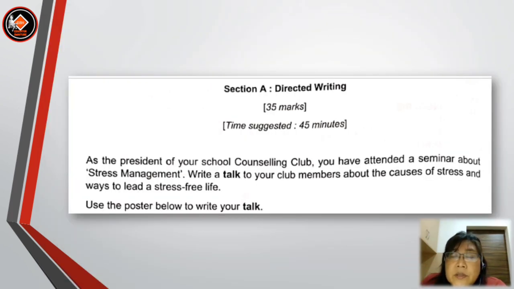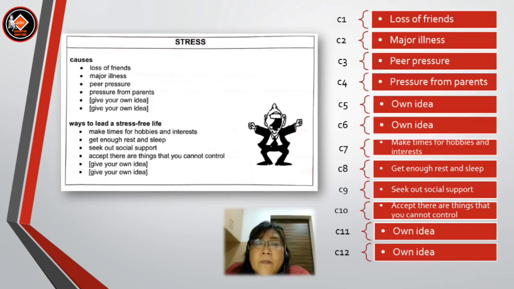Let's look at the question for section A directed writing. The marks allotted is 35 marks and then time suggested 45 minutes. As the president of your school counseling club, you have attended a seminar about stress management. Write a talk to your club members about the causes of stress and ways to lead a stress-free life. Use the poster below to write your talk. So this is the poster.